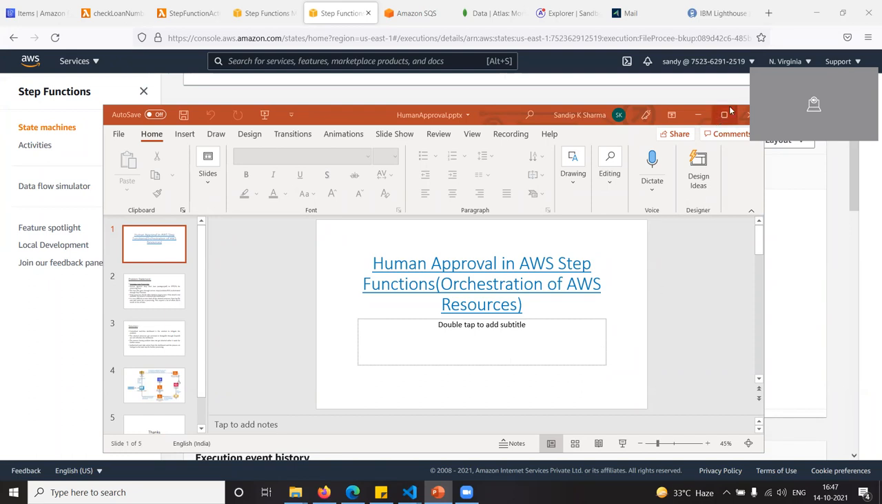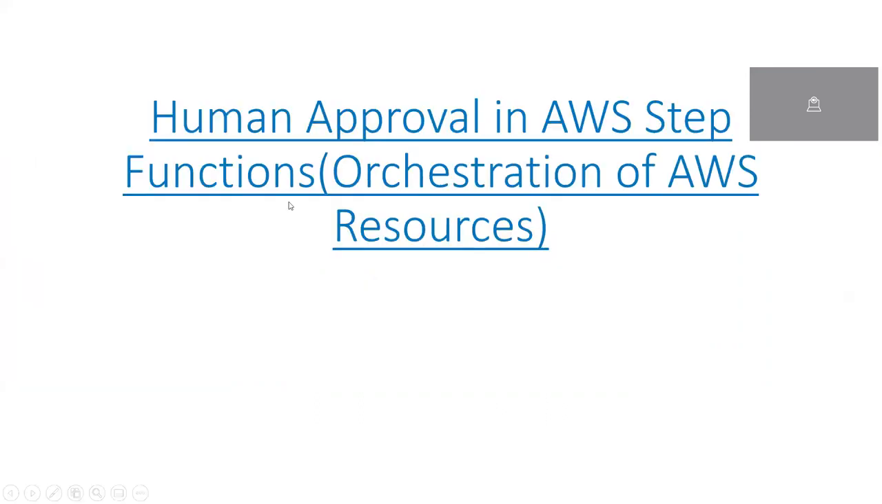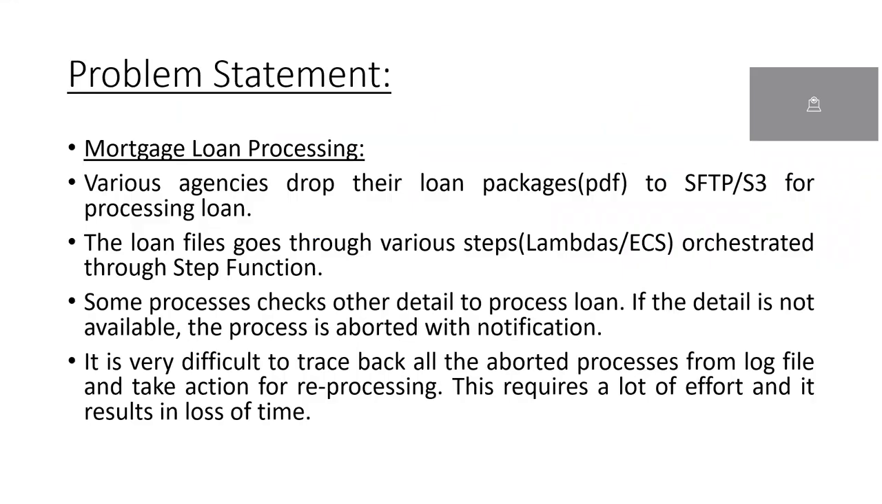So I will demonstrate one idea which I implemented recently. This is human approval and AWS Step Function orchestration of AWS resources. Orchestration is basically connecting all the Lambdas and various processes together. So I have used a Step Function to accomplish this, and various other services as well.